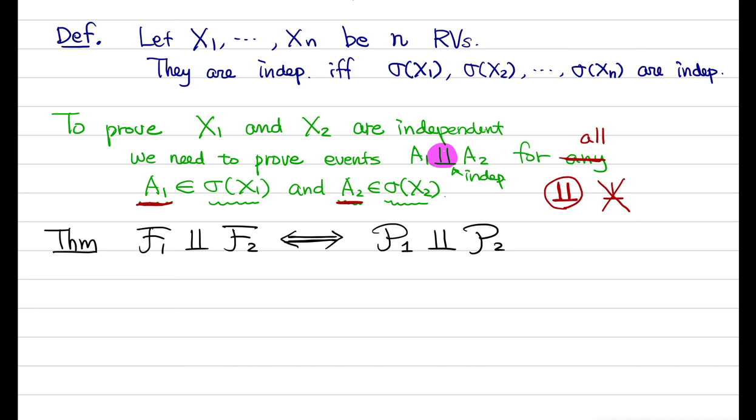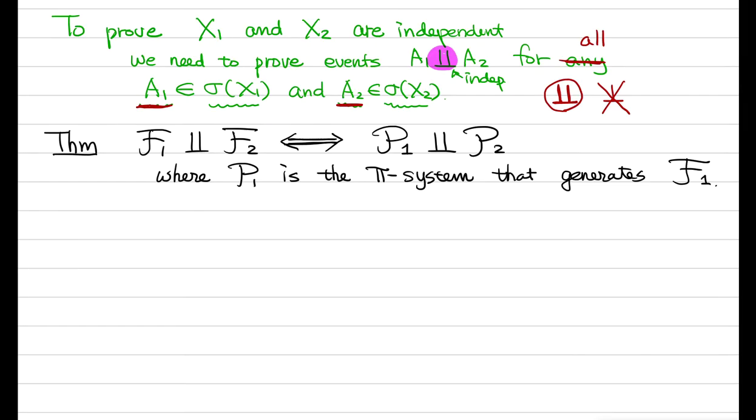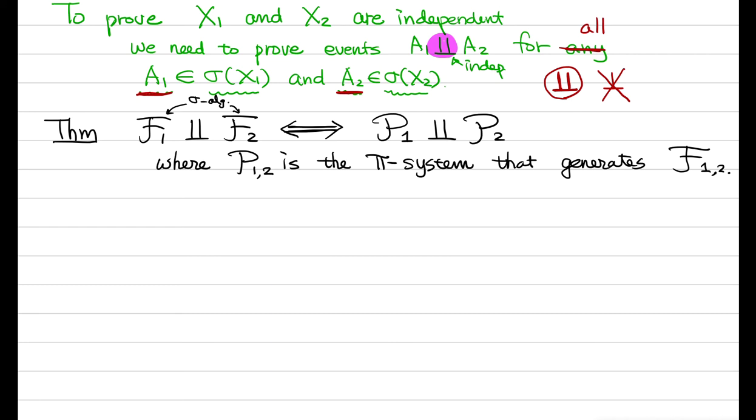script P1 and script P2. So the definition is: P1 is the pi system that generates the sigma algebra F1. Of course, P2 will be the pi system that generates the sigma algebra F2. So if you show the independence of any elements in these pi systems, then it means that the sigma algebras are also independent. We don't have to check all the elements in the sigma algebra. It's enough to just check the independence for the pi systems of the sigma algebras.